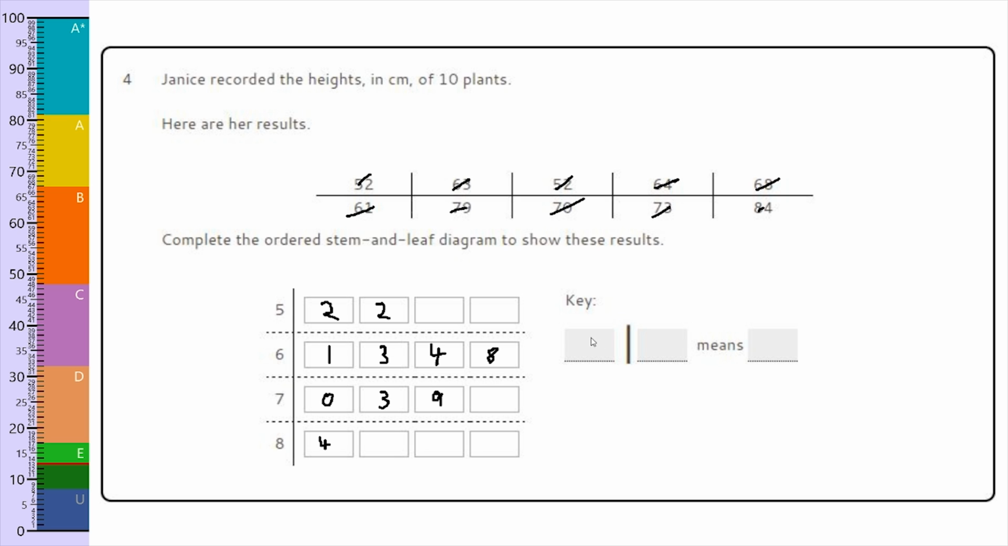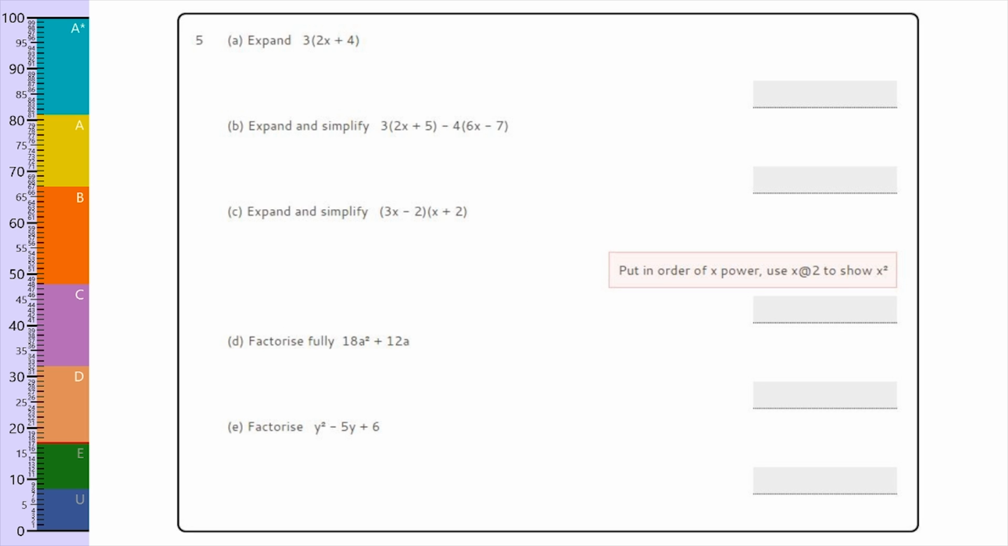Last mark is for the key. Now you don't have to pick one of these values, but since it's there I might as well use it. So 5 line 2 means 52, but you could put anything. You could put 1 line 7 means 17, that's fine. And that's your last mark, so there's 3 marks in total there. Okay, question 5, pause the video now and have a go.